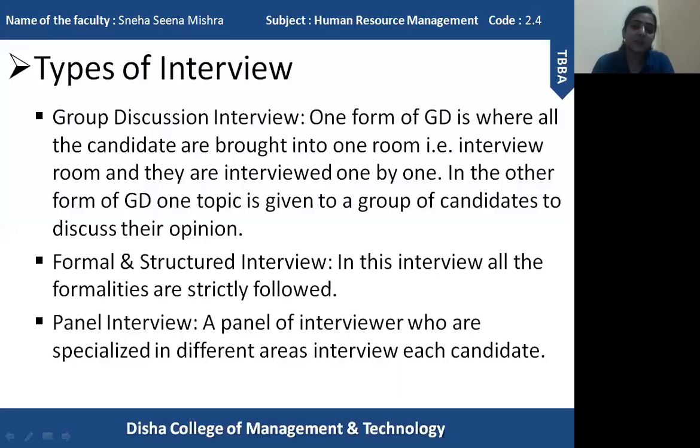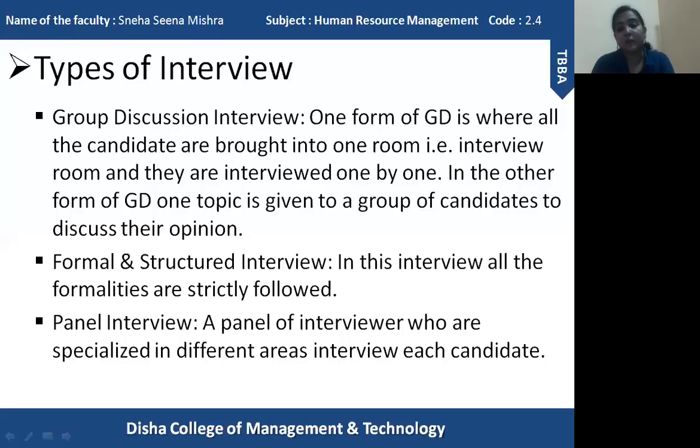Okay, the next one is the panel interview. Usually what happens is, when a candidate applies for a job and has moved forward in the selection procedure, they may have specialization in different areas, knowledge regarding various other subjects and areas. So sometimes it becomes very difficult for one specialist to analyze and measure the knowledge and capability of the candidate in each and every area.